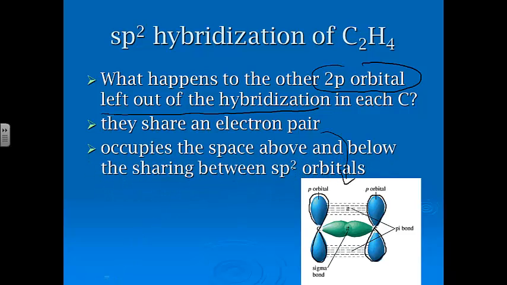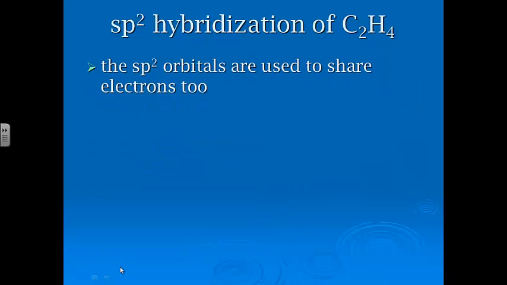And we're going to separate things. It occupies the space above and below the sharing between the sp2 orbitals. It forms what's called a pi bond. So when you have this kind of overlap of side by side, parallel p orbitals, we make what's called a pi bond. And we're going to look at some molecules and identify how many are there.